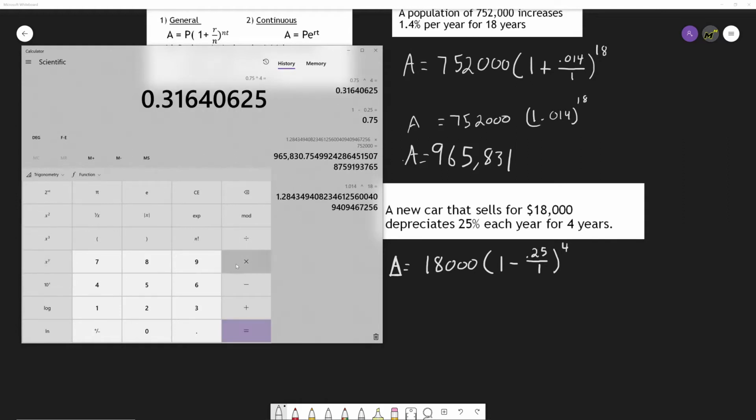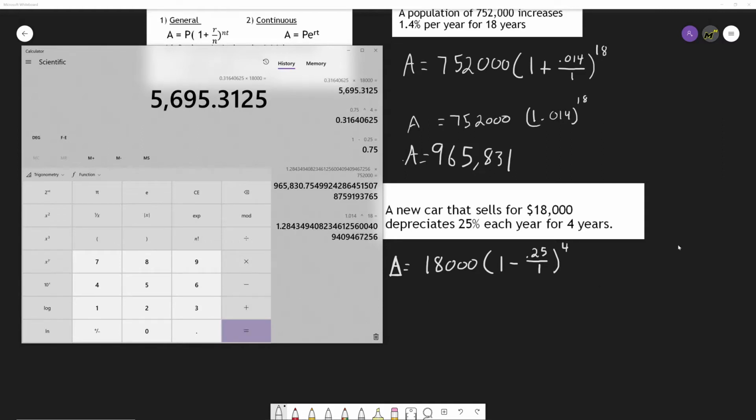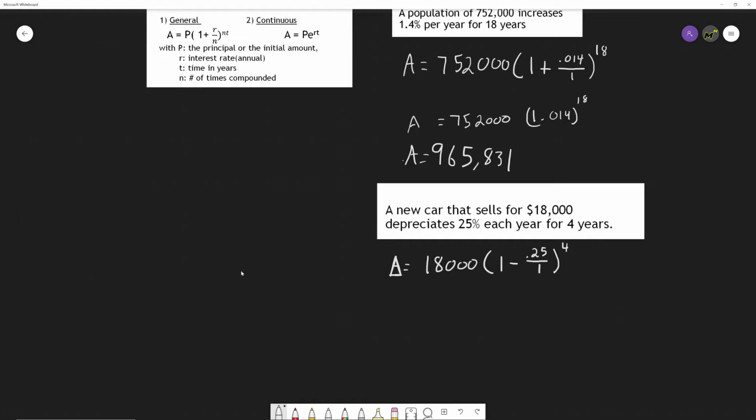So we have this number, multiply that by our principal, and looks like our car after 4 years is going to be a little over $5,000. That is a huge drop. Okay, so $5,695. Oh, and 31 cents. Don't forget about the 31 cents. Okay, let's look at one more example.